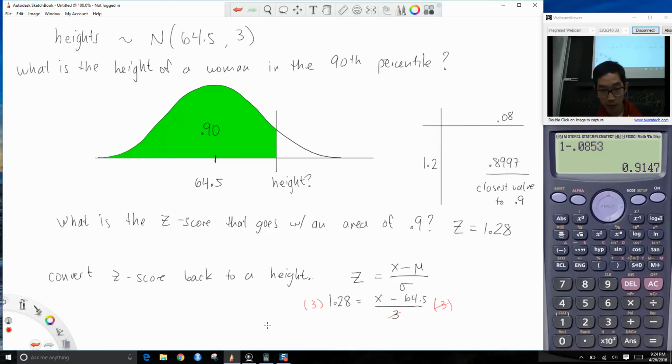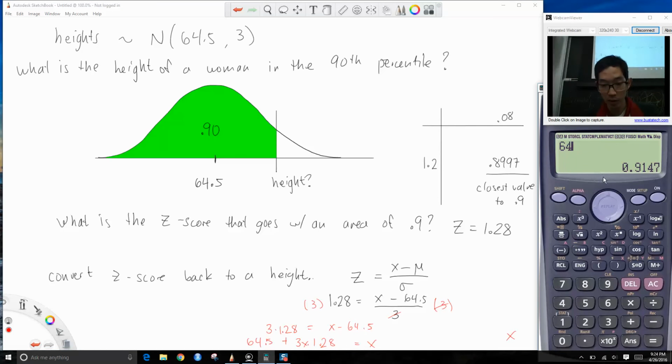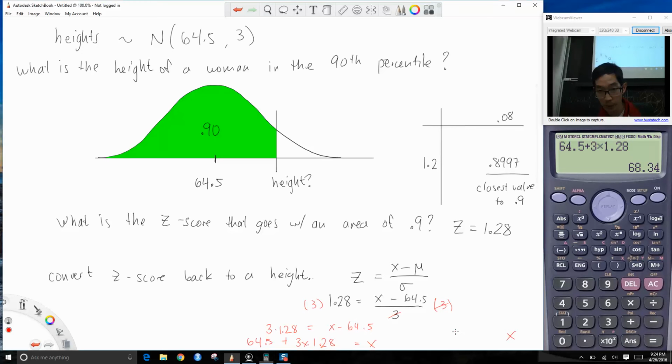And then I got 3 times 1.28 is equal to x minus 64.5. So now I add 64.5 to both sides, and I have 64.5 plus 3 times 1.28 is equal to x. So that gives me x is equal to 64.5 plus 3 times 1.28, which is 68.34.